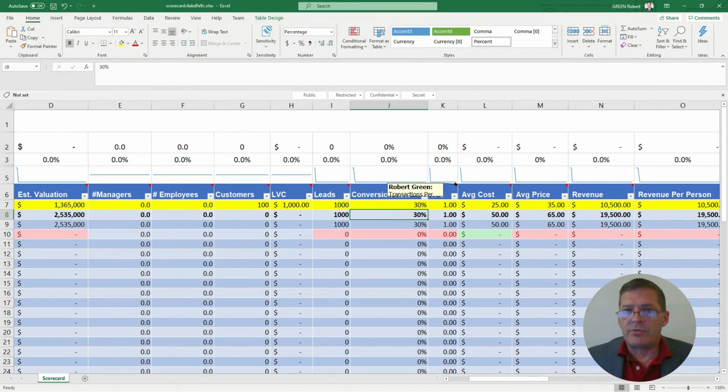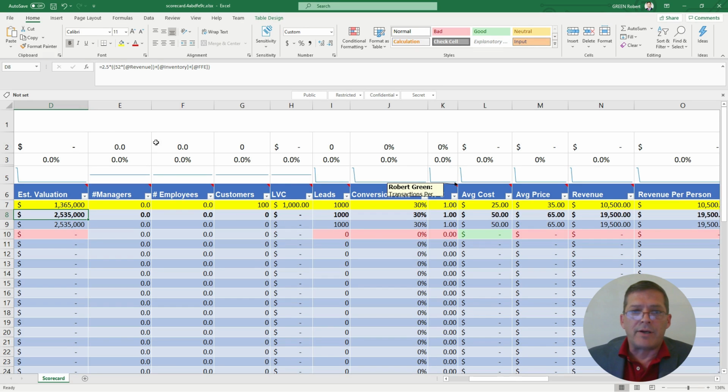I've zoomed into the spreadsheet here, and we have a couple rows already populated. Just as an example, we're going to use these to compare and contrast exactly what we're talking about here. We're going to look at a couple things. Estimated valuation is this column right over here to the left, column D. This column is based on the formula right here. It's 2.5 times 52 times your weekly revenue.